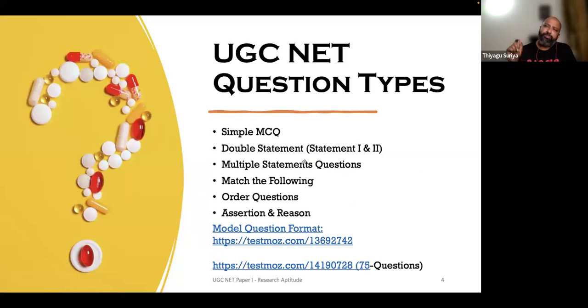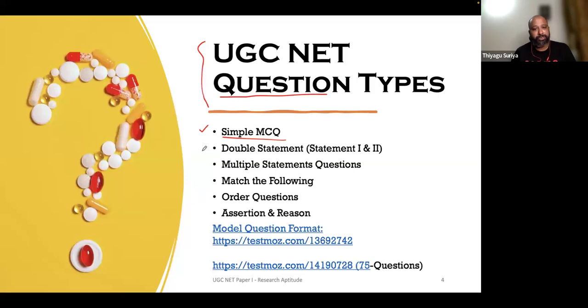Before going deeply into the discussion of paper 1 unit 2, I'm going to give some insight about the different question types, because I have the habit of exploring all the question types of the first five years of question papers. From this, I understood that there are six kinds of questions that might come in the examination. One is the simple MCQ, where there will be one question and four options.